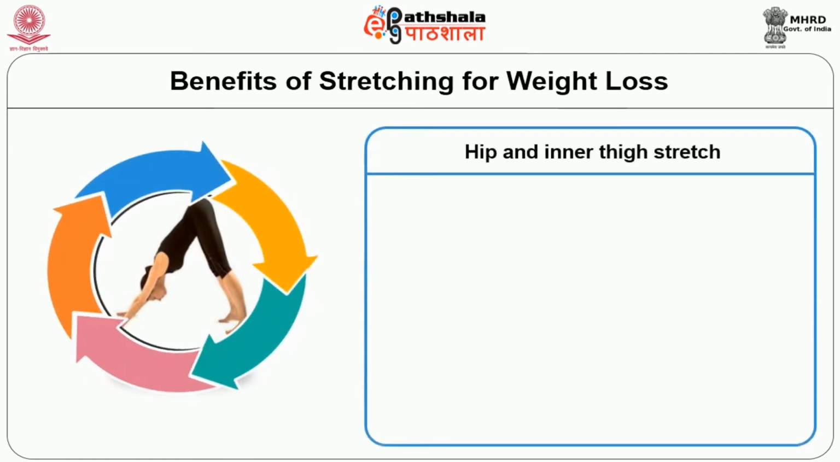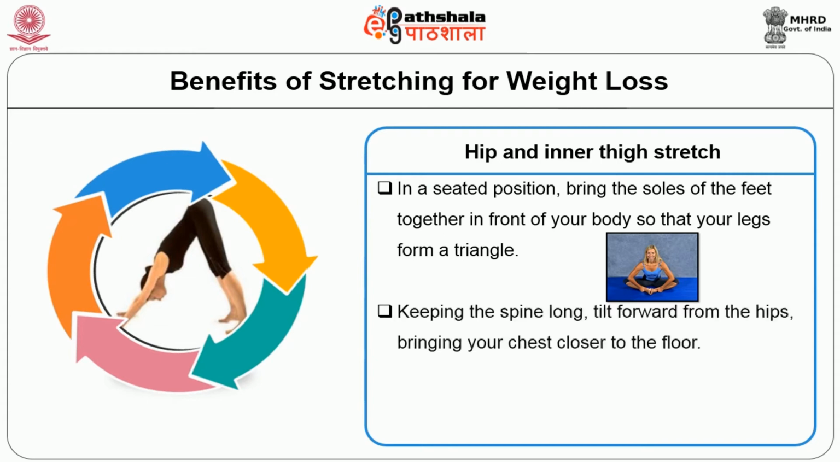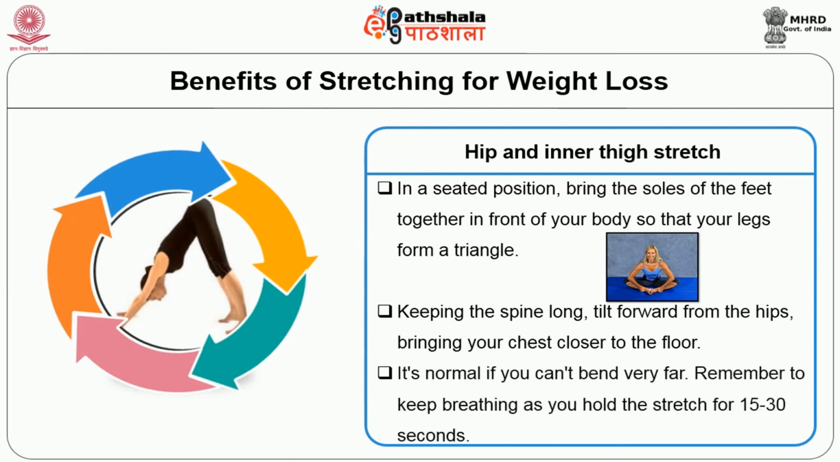Then the next one is the hip and inner thigh stretch. In a seated position, bring the soles of the feet together in front of your body so that your legs form a triangle. Keeping the spine long, tilt forward from the hips, bringing your chest closer to the floor. It is normal if you can't bend very far. Remember to keep breathing as you hold the stretch for 15 to 30 seconds.